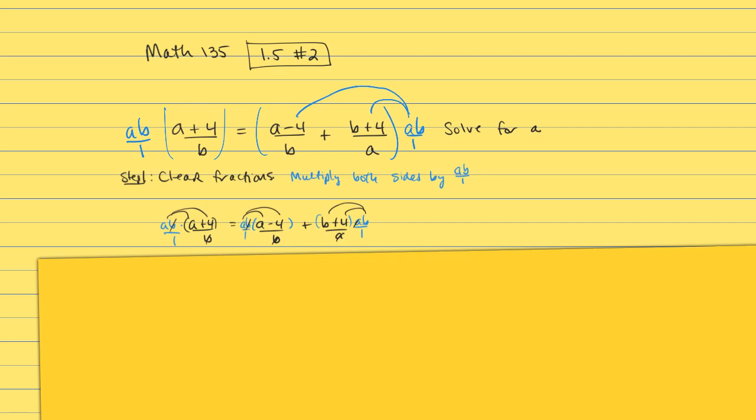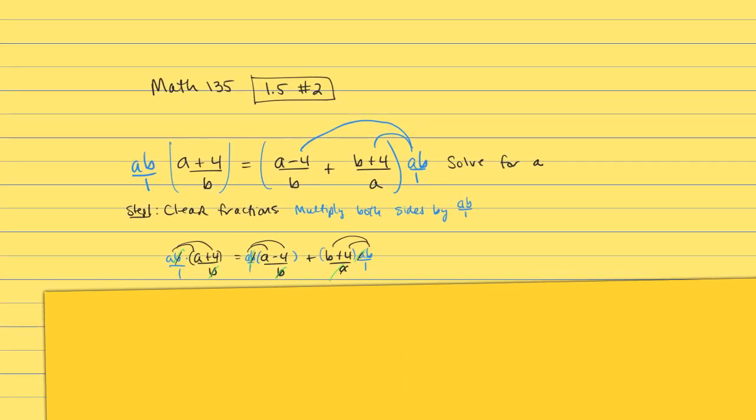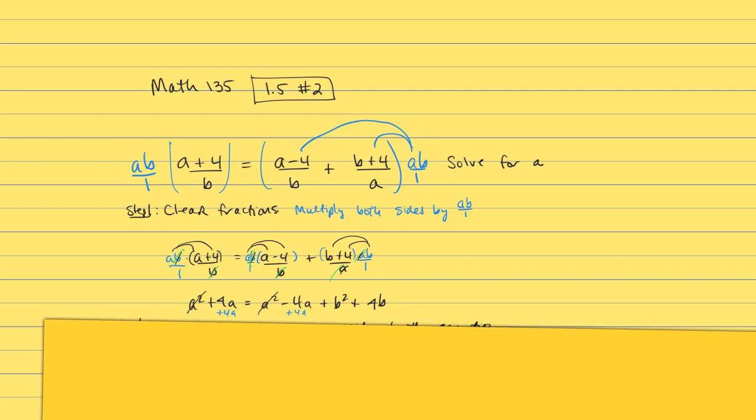And so you see that our b's would cancel here, our a's would cancel, and then go ahead and distribute what's left. So then we're going to have an equation with no fractions. Yay, that makes our life a little easier. Keeping our goal in mind, we're supposed to solve for a.